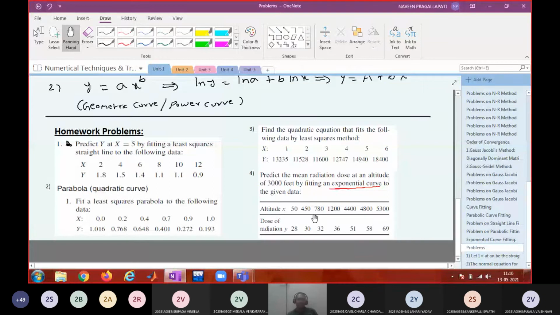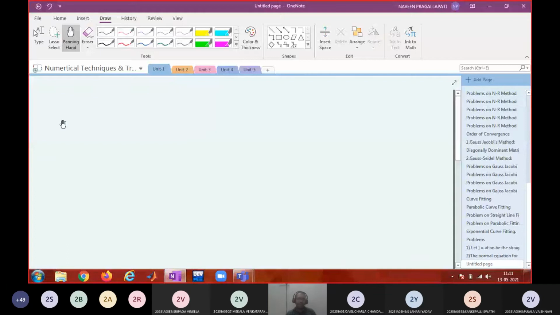And remember, whenever a problem is given like this, don't think that the first row is always the independent variable x and the second row is the dependent variable y, not like that. Depending on the nature of the problem, you identify which one is independent and which one is dependent. In this case, is radiation depending on the altitude or altitude depending on the radiation? Radiation depends on altitude. So in this case, y is depending on x. Okay. So you're asked to fit an exponential curve. So how to fit an exponential curve? Exponential curve fitting.